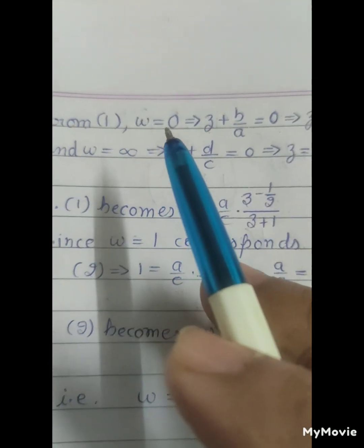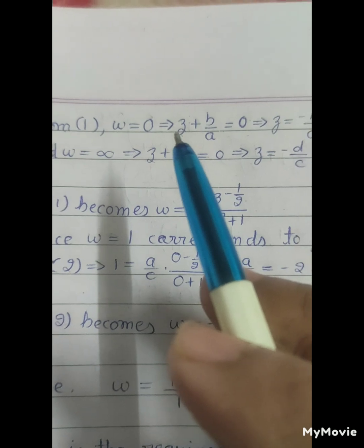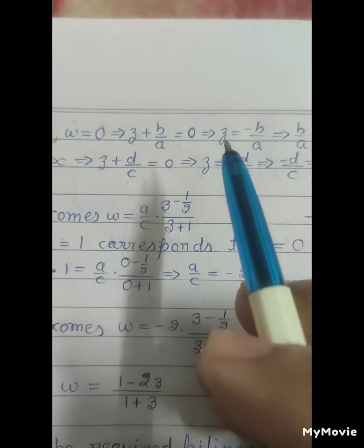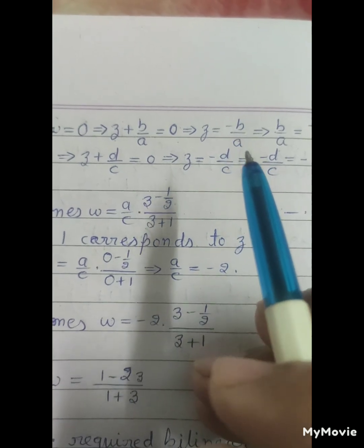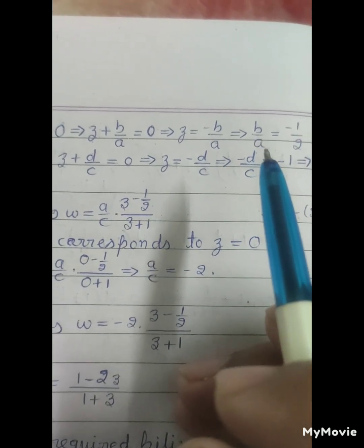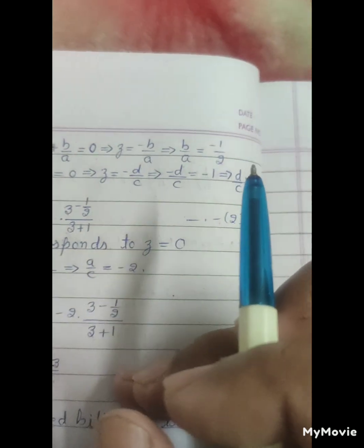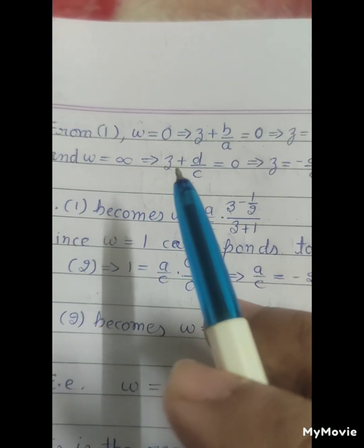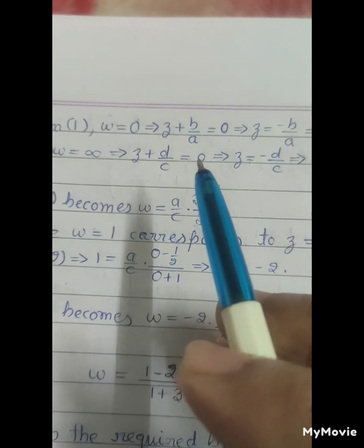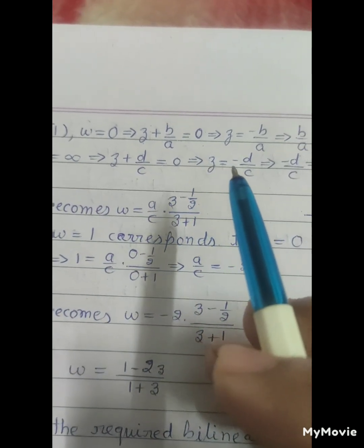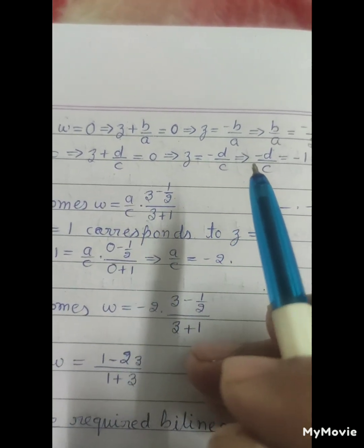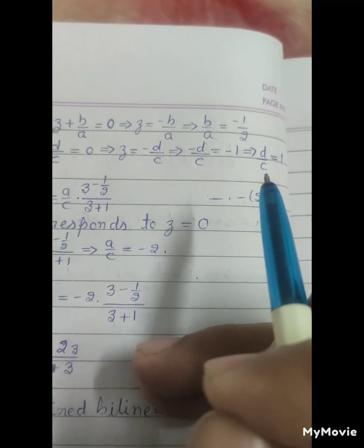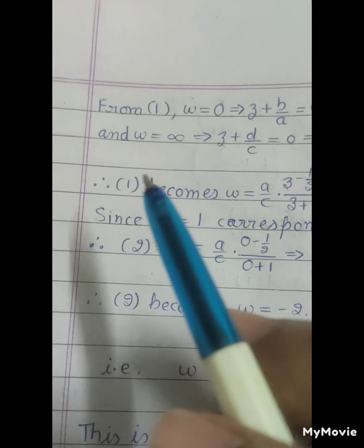From equation 1, w equals 0 gives z plus b upon a equals 0, which implies z equals minus b upon a, which implies b upon a equals minus 1 upon 2. And w equals infinity implies z plus d upon c equals 0, which implies z equals minus d upon c, which implies minus d upon c equals minus 1, which implies d upon c equals 1.